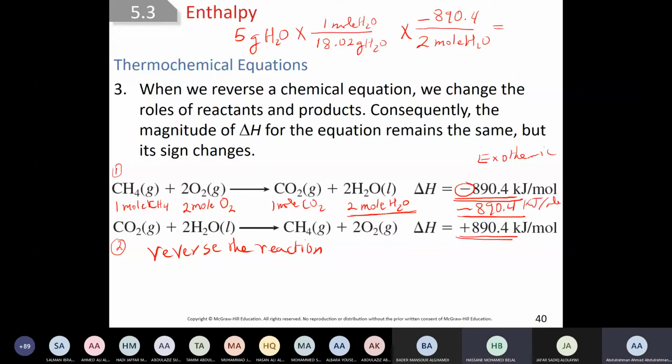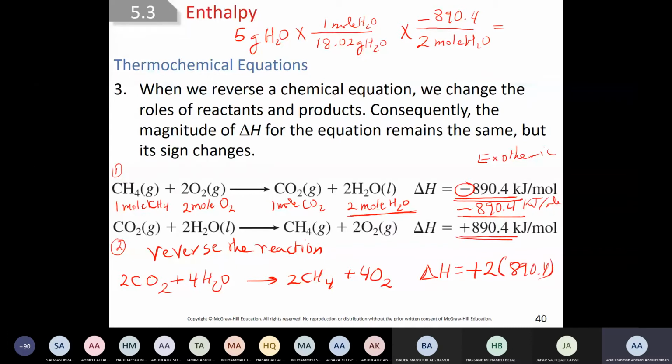Exactly. Good. Now, if I have 2 CO2 plus 4 H2O going to 2 CH4 plus 4 O2, what will be the delta H? Is it going to be positive or negative? Positive. Why? Because it's the reverse reaction. But what will be the value? Multiply by 2. Exactly, 2 times 890.4. Is this clear?